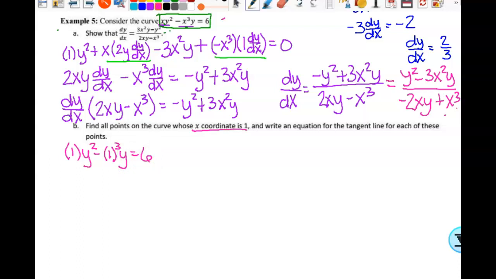Okay? So really this is just y squared minus y equals 6. So how can I figure out what my y value is? How do I solve this? Do I start taking square roots of things? What kind of equation do I have?